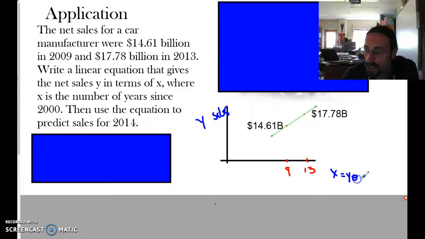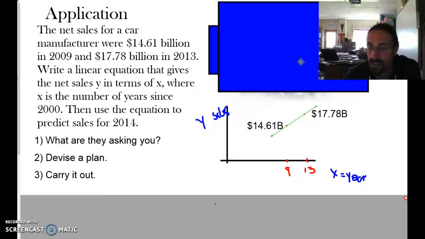But really what you need to do here is, word problems are more like real life, and you need to stop for a moment and figure out what you need to do. So here are my steps that I think you should consider incorporating into your problem solving. Number one, what are they asking for? Two, devise a plan to how you're going to find it. And then three, carry it out.